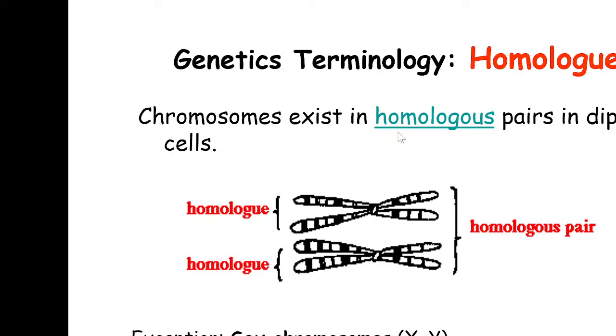Homologous. What is homologous? Chromosomes exist in homologous pairs in diploid cells. Each and every cell has 46 chromosomes. These 46 chromosomes are two sets of 23 chromosomes, and each chromosome is present in two copies. For example, the first chromosome has 2 copies, the second chromosome has 2 copies, the third chromosome has 2 copies. Like that, we have 23 pairs of chromosomes.